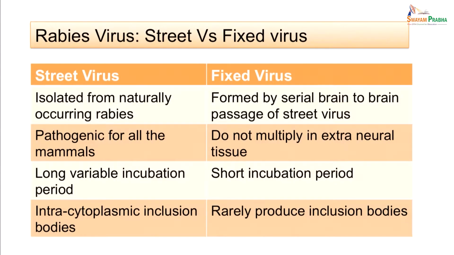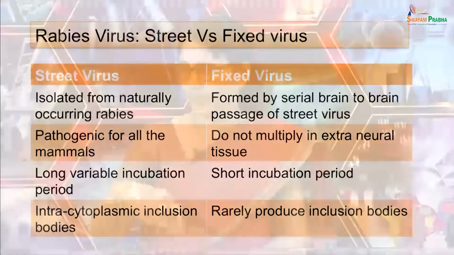When this virus is serially passaged in a rabbit by intracerebral inoculation, the virus gets transformed and the biological properties of the virus change, and this newly transformed virus is known as fixed virus. This fixed virus does not multiply in the extraneural tissue. It has a short incubation period as against the street virus, and it rarely produces inclusion bodies. So, fixed virus is usually employed for the preparation of the vaccine in the laboratories.